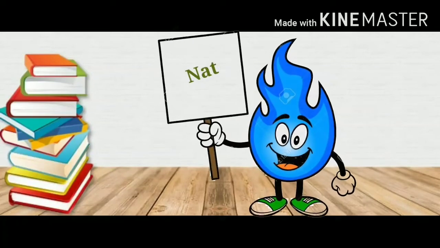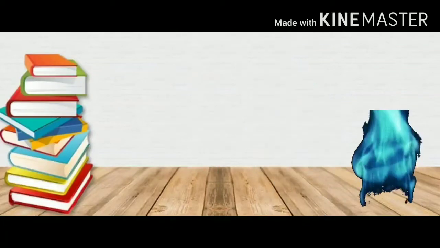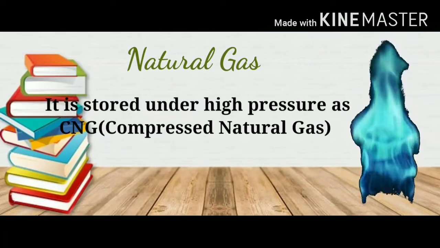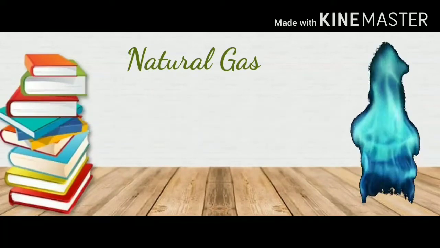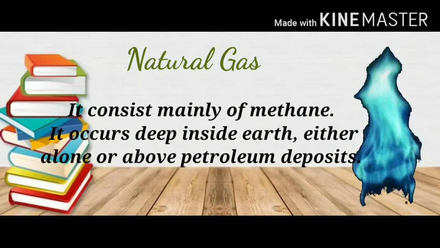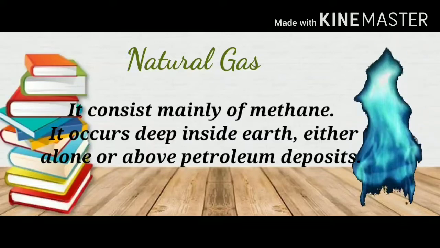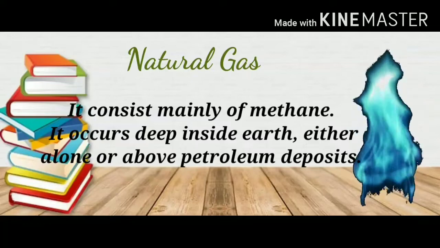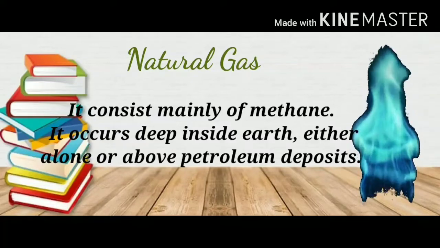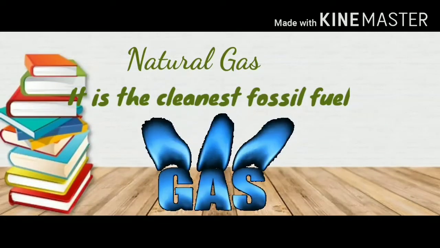Next fossil fuel that we will study is natural gas. It is a type of fossil fuel and it is stored under high pressure as CNG, compressed natural gas. It consists mainly of methane, about 95%. Formula of methane is CH4 and it occurs deep under the earth, either alone or along with oil above the petroleum deposits. It is the cleanest fossil fuel among coal and petroleum.